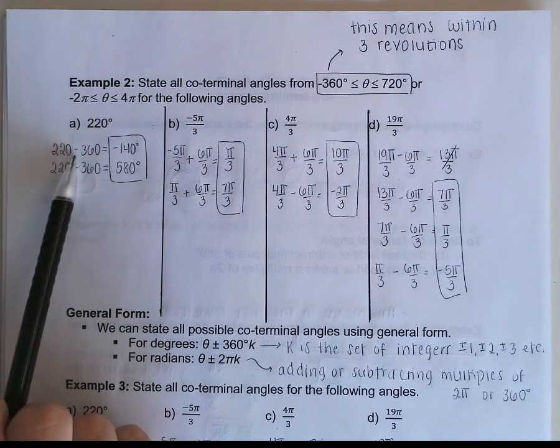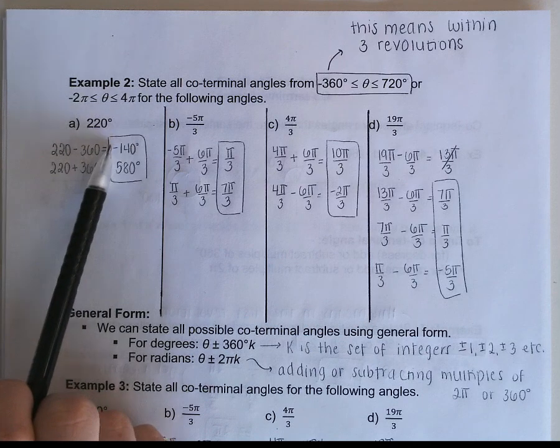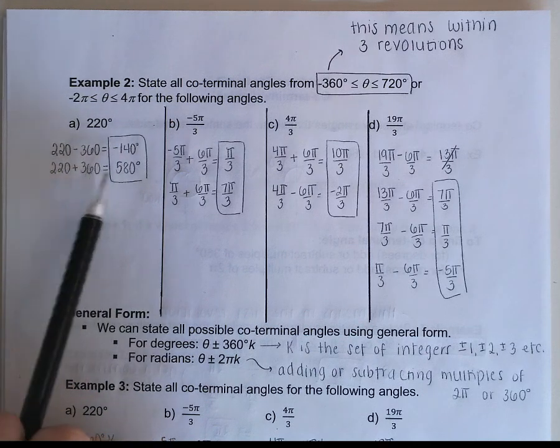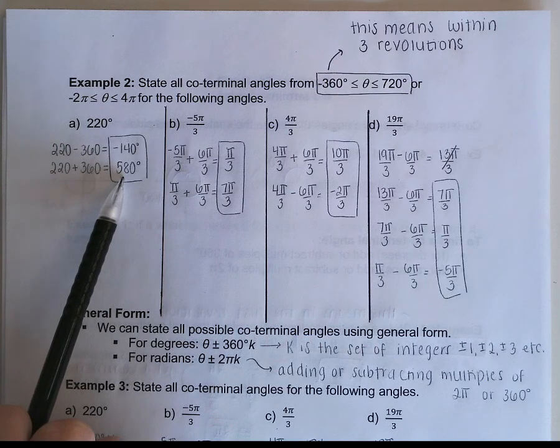I need to subtract 360 to get the first negative angle, and I can add 360 to get the angle in the second revolution.